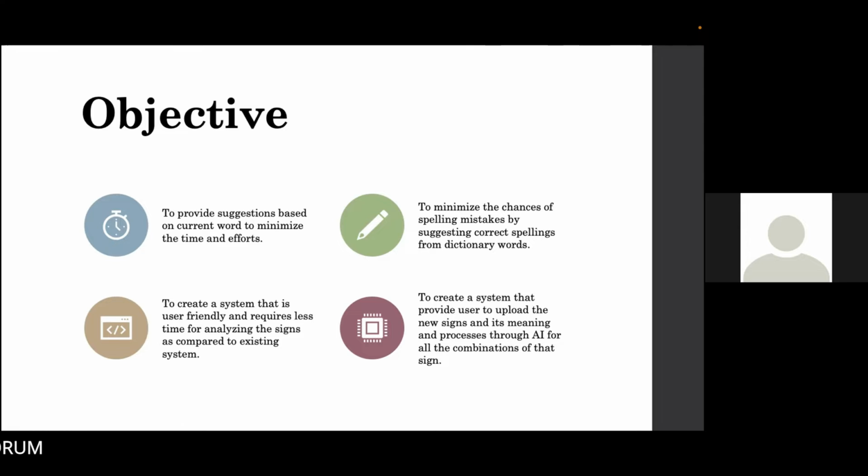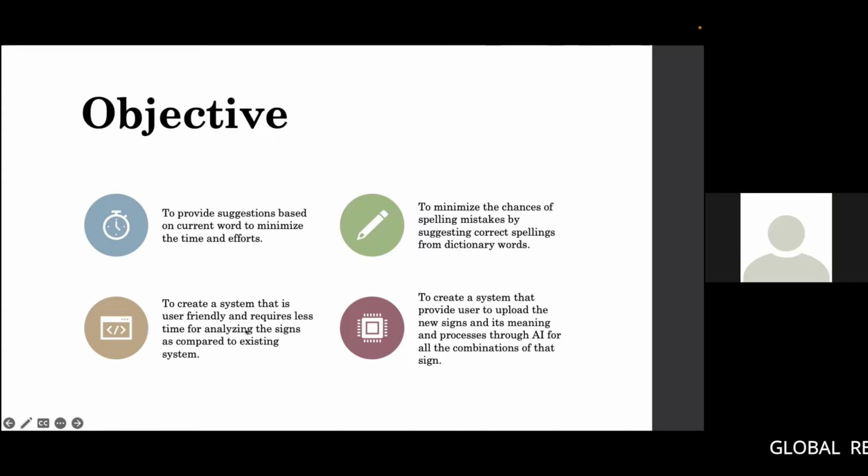As we are working on a machine learning algorithm, let's say there are 10 different combinations for hello. If someone is using an 11th one, and we tell the system that this is a combination for hello, next time the system should analyze that this is the word hello, and that it is coming from the user, not from the one who created the system.